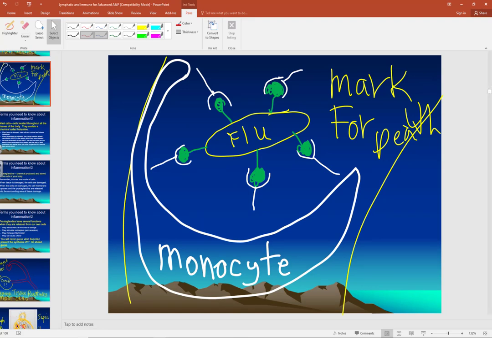You got this flu virus. You got antibodies to it. The antibodies will attach to the receptors on the flu virus, mark it for death, and then a white blood cell called a monocyte comes in and eats it up. That's part of your specific immunity.